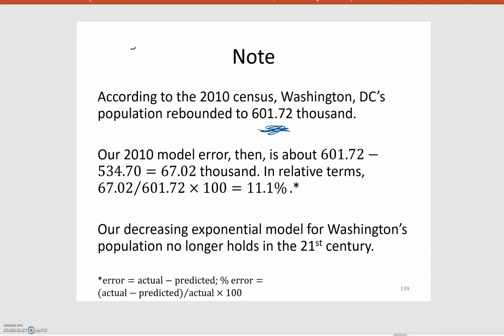And here I've computed this model error and this percent error. So basically, the decreasing exponential model is no longer valid. It's valid over a period of time, but not into the present. All right.